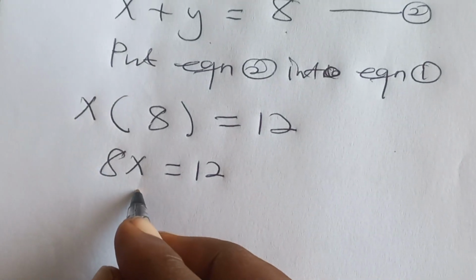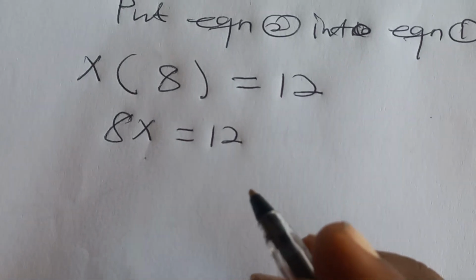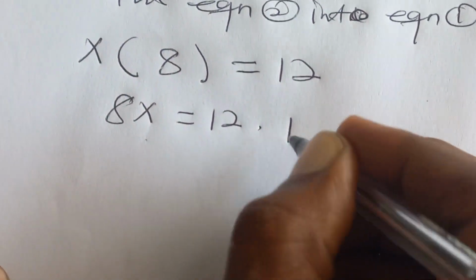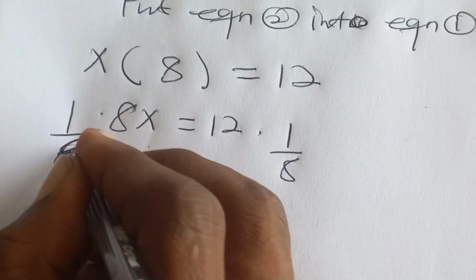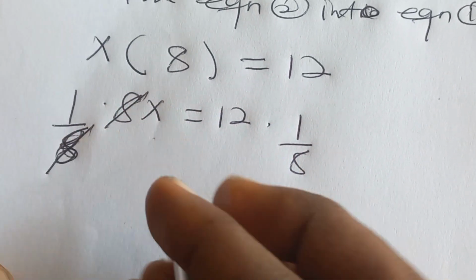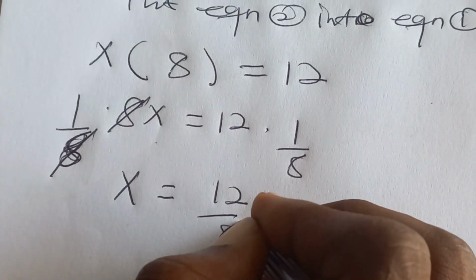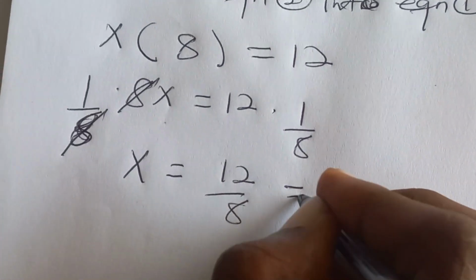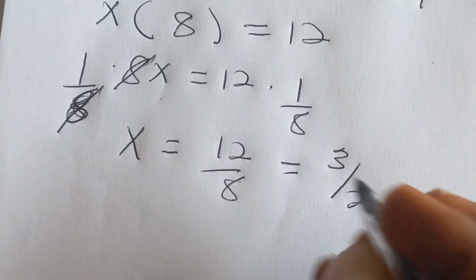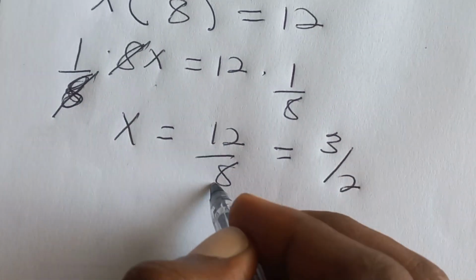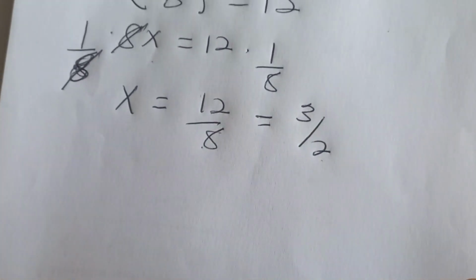We are looking for x. So in this case, we make x the subject. We divide both sides by 8, or we multiply both sides by 1 on 8. With this, 8 cancels 8, leaving x is equal to 12 on 8. And this 12 on 8 is the same as 3 on 2, because 4 goes into 12 3 times and goes into 8 2 times. So we have 3 on 2, or 1.5.